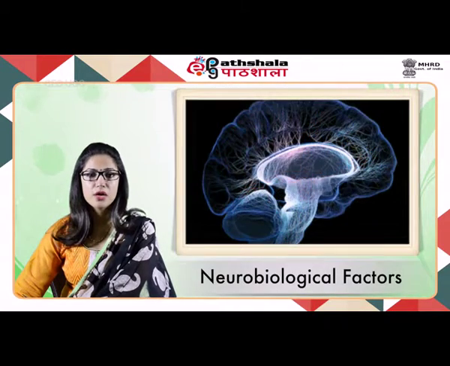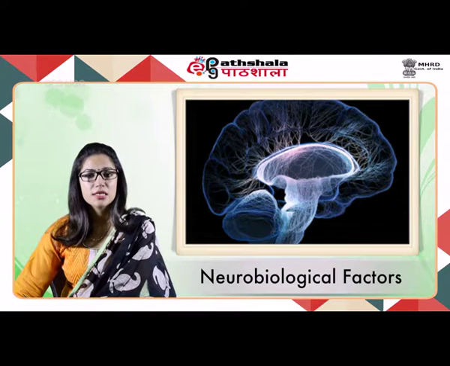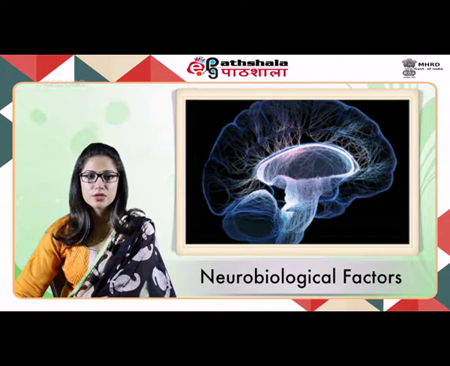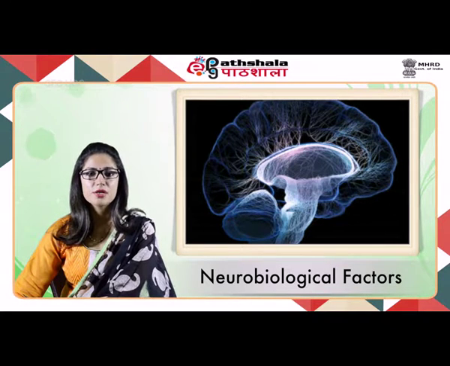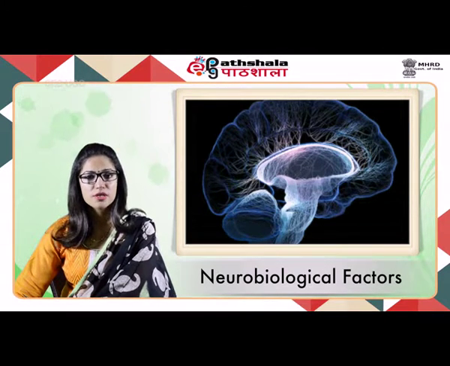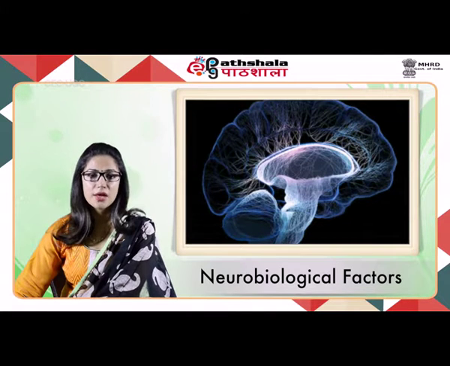Next, we have neurobiological factors. Studies have suggested that the brain structure and function differ in children with and without ADHD, particularly in areas of the brain linked to the neurotransmitter dopamine. For example, studies of brain structure have found that the dopaminergic areas of the brain, such as the caudate nucleus and frontal lobes, are smaller in children with ADHD than those without ADHD.